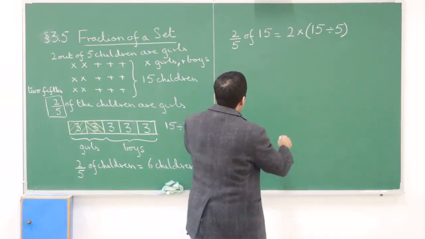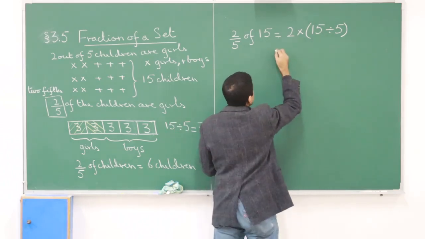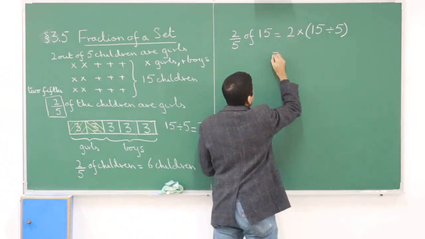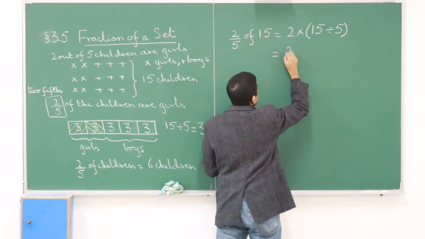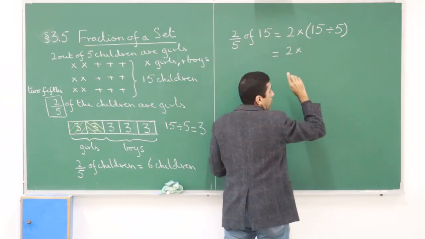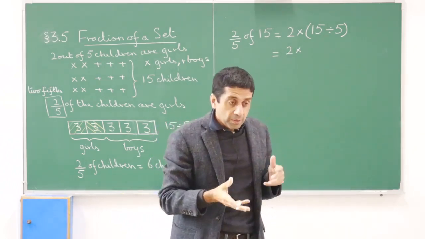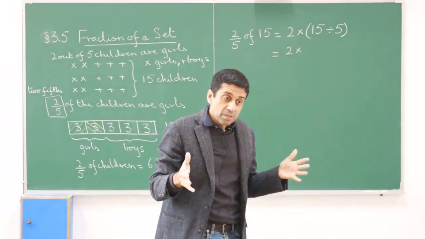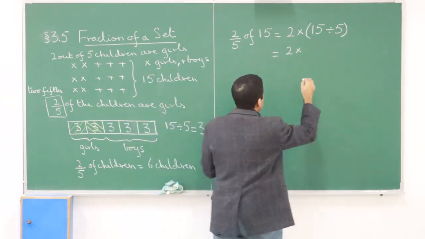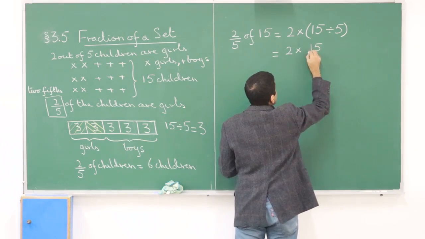Remember, what is 15 divided by 5? How can we write it as a fraction? It's 3, but that's the answer. How do we write 15 divided by 5 as a fraction? Remember, it's the division interpretation of fractions. We write it as 15 over 5.